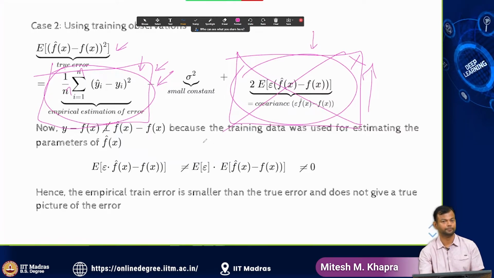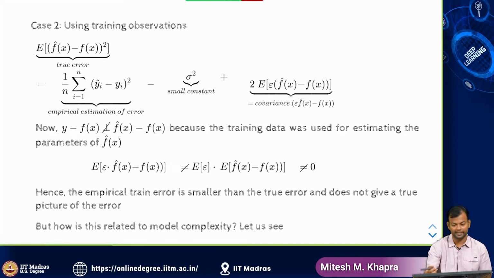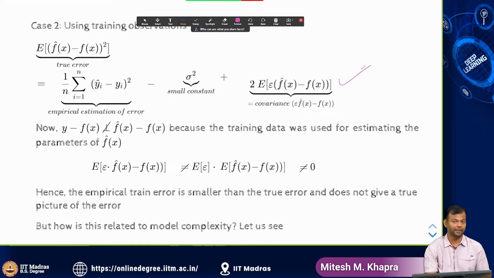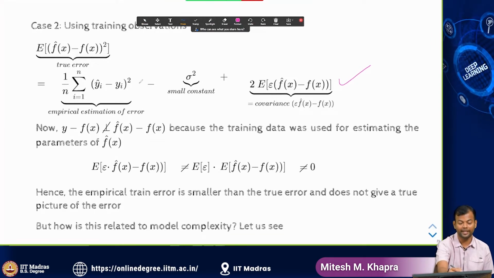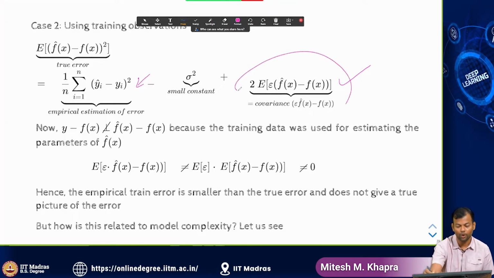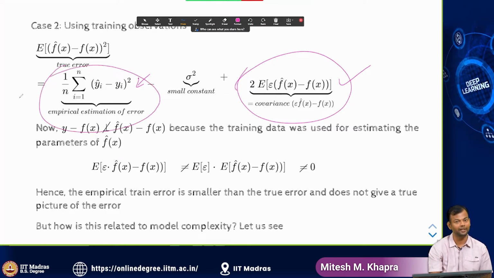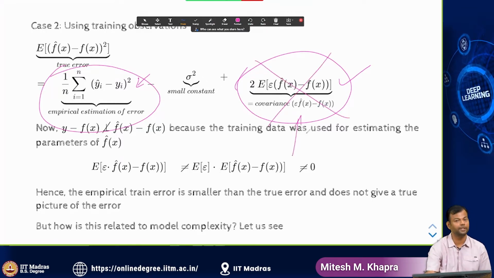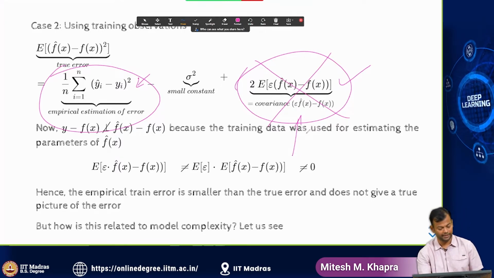But now, how is this related to model complexity? I said that when you estimate from the training error, this quantity sits here, but I also said that as your model complexity increases, your training error is overly optimistic. What does that mean? That as your model complexity increases, this quantity is very high, and hence if you look only at the empirical estimation from the training error, you are being very optimistic because you are ignoring a large quantity. But why does this quantity depend on the model complexity? That is something we have not seen. So that is what we will see next.